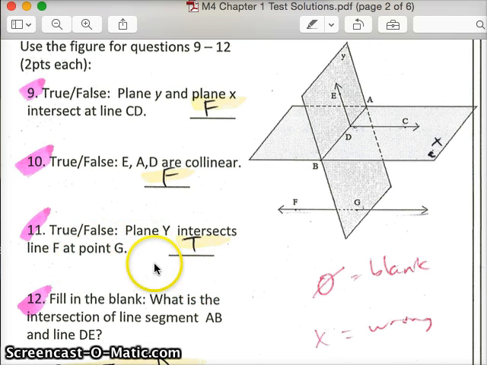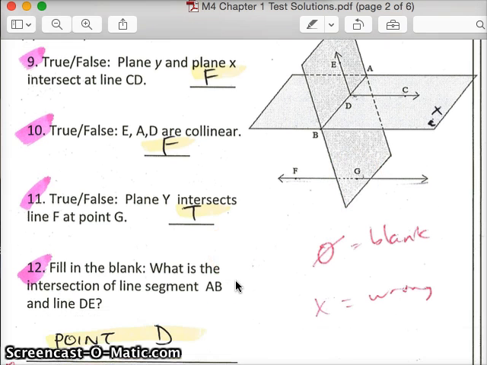Question number 11, plane Y intersects line F. So all the way down here, this is F. At point G, that is correct. That's where they touch. And question number 12, what is the intersection of line AB and line DE? That is point D.